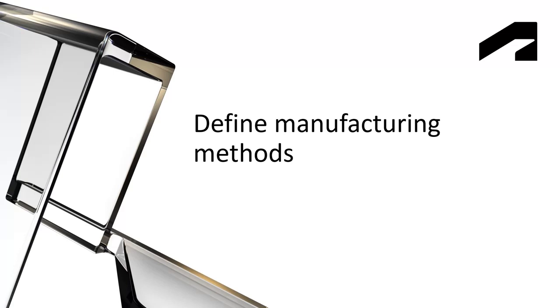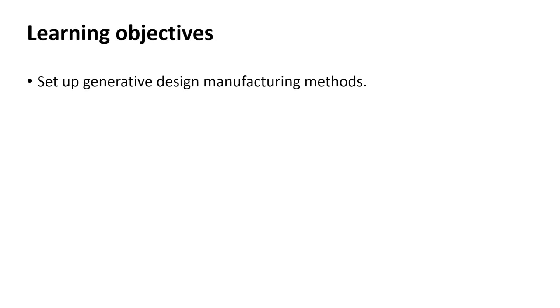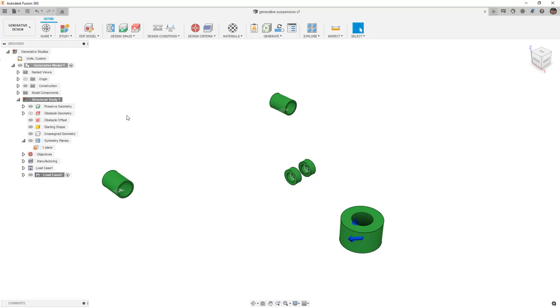Define manufacturing methods. In this video, we'll set up generative design manufacturing methods. In Fusion 360, we want to carry on with our generative suspension design. If we take a look in the browser, you can see that we have our preserve and our obstacle geometry set up. We have our symmetry plane set up.